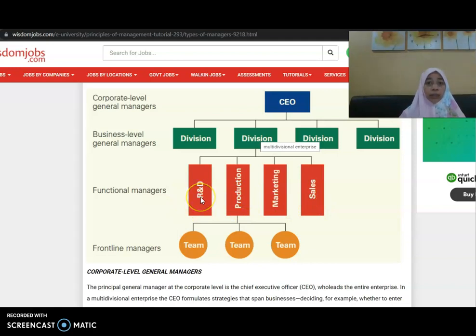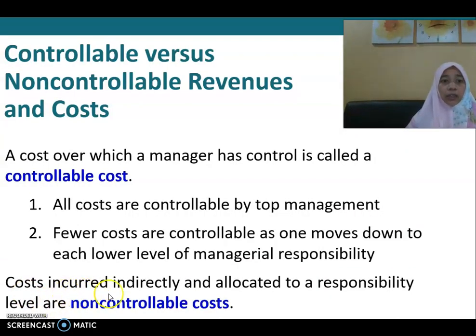So that means that cost is being allocated to all these four functional managers. Those costs are non-controllable costs, okay, that have been allocated by the division. So that is what is meant by that. That is to say, costs incurred indirectly and allocated to a responsibility level are non-controllable costs. If the manager has control over the cost, then that is called a controllable cost.